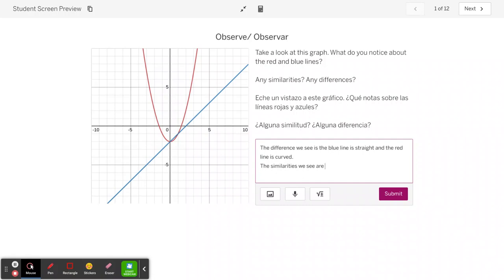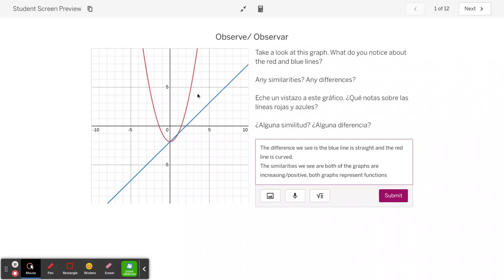Both of the graphs are increasing or positive because both of them go up. We noticed that both of them represented functions because each input, each number on the x-axis, when you look at the y outputs, only has one y output. So when I go up and down, each one only hits the graph once, only looking at one graph at a time.